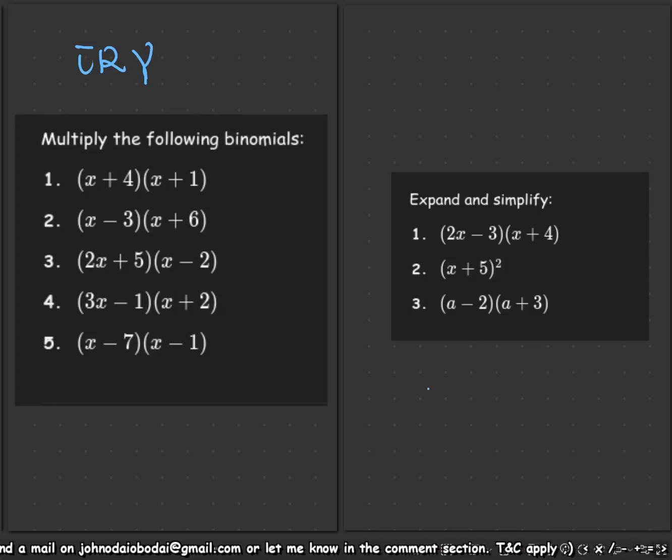Now, these are some exercises you can try your hands on. They are just two. The first one, you have to multiply the following binomials, and you have 1 to 5. Then the second one, you have to expand and then simplify. They all mean the same thing.